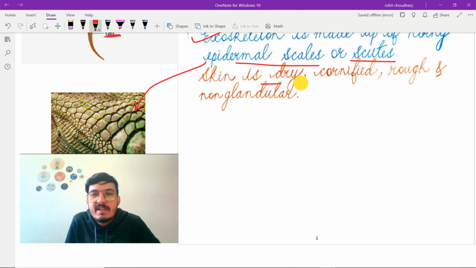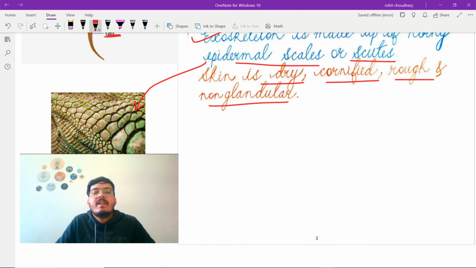The next feature is the skin is dry, cornified, rough and non-glandular. Why is the skin dry, cornified, rough and non-glandular? To protect themselves from predators and to prevent water loss so that they can survive in dry conditions.